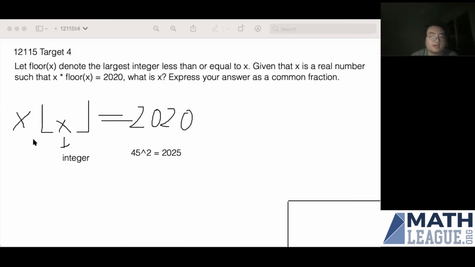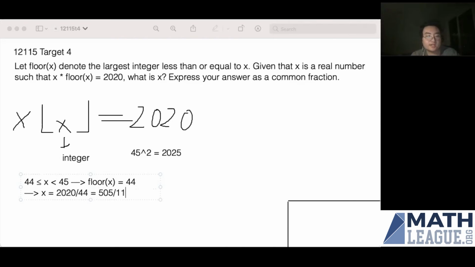If x lies between 44 and 45, including 44 but not 45, that tells us that the floor of x is going to be 44. Now, what does that have to make x? It has to make it 2020 over 44, which is going to be 505 over 11. But that's actually greater than 45, so it doesn't work. So we can safely rule out any positive x that's between 44 and 45, and it also doesn't work if it's less than 44. So now we just have to turn to negative x.